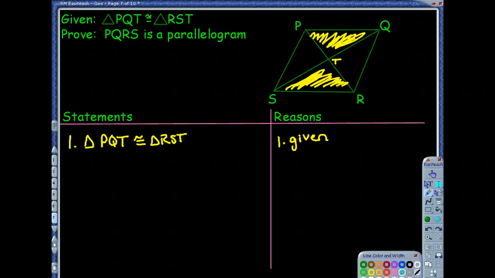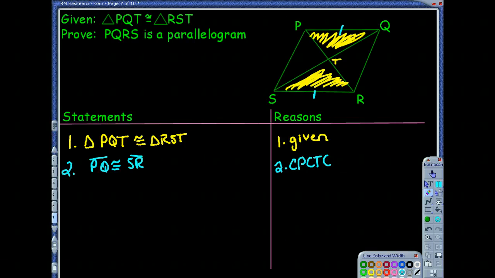So here's what I'm thinking. I can think of a couple different ways that will allow us to do this. What about segment PQ is congruent to segment SR, and that's because of CPCTC. So PQ is congruent to SR. Great. And that's because of CPCTC. Now, notice that already gives you one pair of opposite sides here congruent.